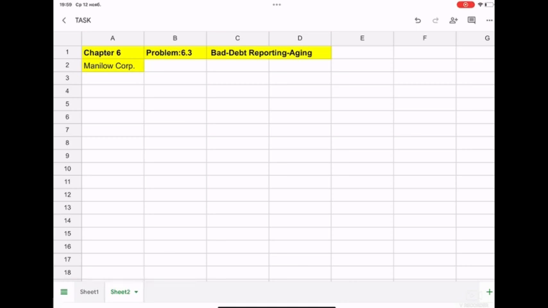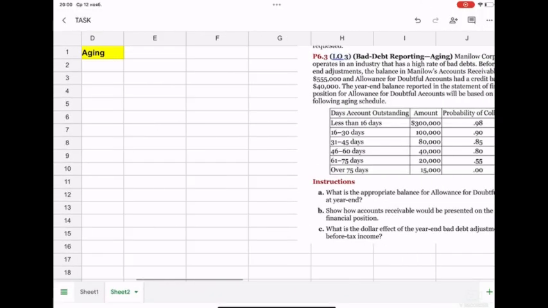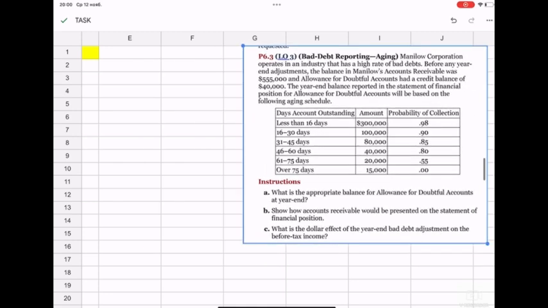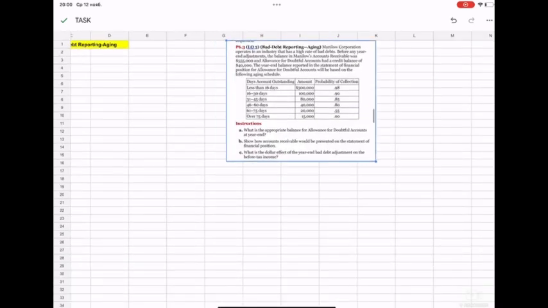So let's go step by step. We have the information for Manila Corporation, and at the end of the year, the company had total accounts receivable of 555,000 and an existing allowance for doubtful accounts credit balance of 40,000. It is before adjustment. And we have the aging schedule showing how long the accounts have been outstanding and their probabilities of collection.